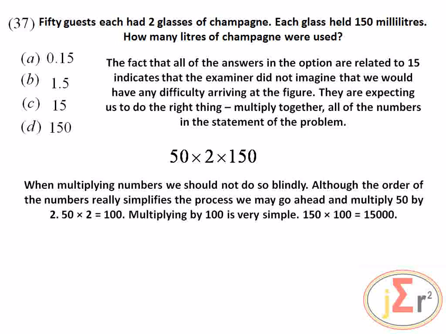When multiplying numbers, we should not do so blindly. Although the order of the numbers really simplifies the process, we may go ahead and multiply 50 by 2. 50 by 2 is 100. Multiplying by 100 is very simple. 150 multiplied by 100 is equal to 15,000.